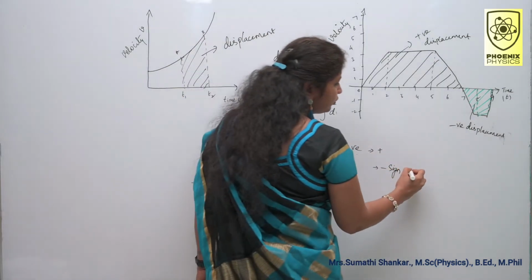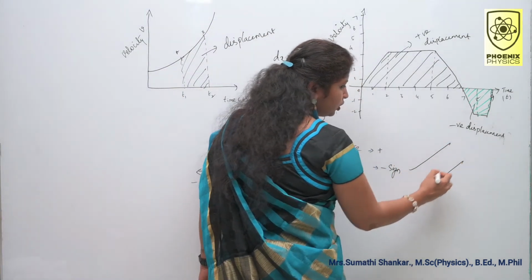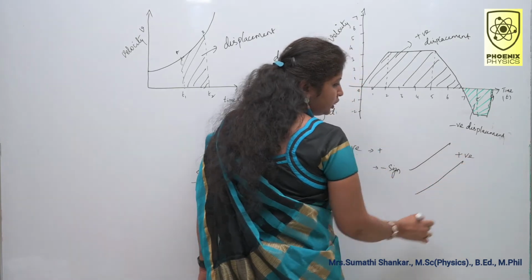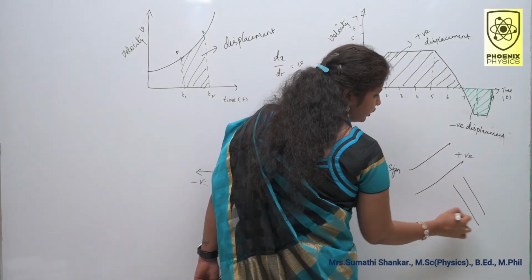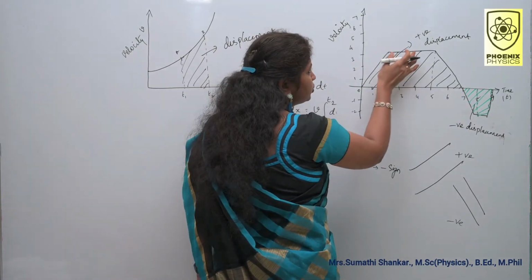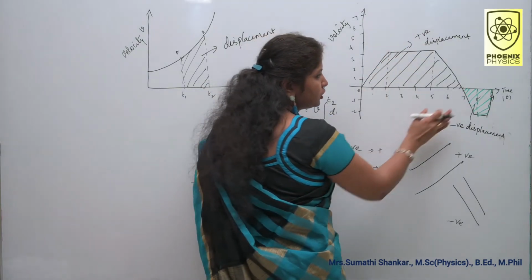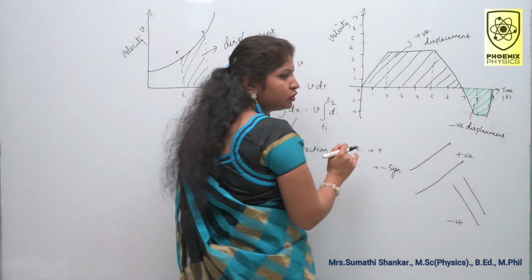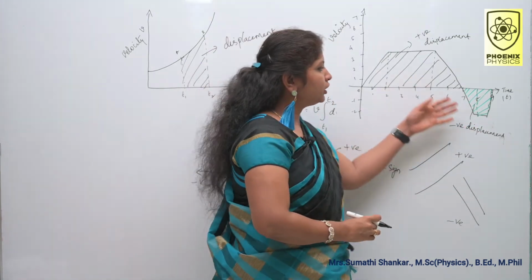If you draw like this, it is always positive. If you draw like this, it is negative. Okay, for your simple understanding. So this portion will give positive displacement, this portion will give negative displacement. Positive you know, negative you know.